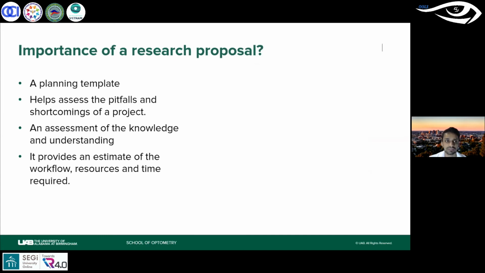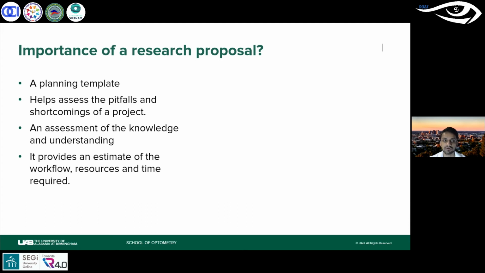What is the importance of this research proposal? It's a planning template. It's to make sure that you've thought through all the problems you will come across in your research and how you're going to tackle them. It helps assess the pitfalls and shortcomings of a project. So if there is something that doesn't make sense, if you write it down in a research proposal, you will know it before you start the research. Otherwise you go ahead and start, and then 1 month into it, you realize we don't even have enough of those kind of patients to have a successful research in this area.